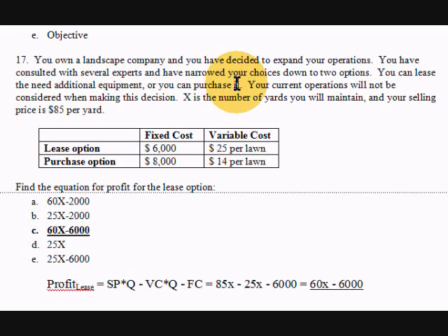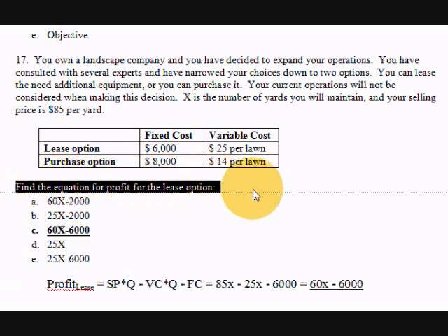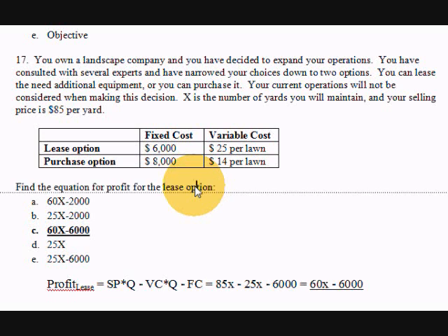So in this case, we want to find the equation for profit for the lease option. I'm sorry, this is not a crossover point, it's just a simple profit equation. So if you remember, the profit equation is a pretty straightforward one. We're going to have our selling price times our quantity, minus our variable cost times our quantity, minus our fixed cost.